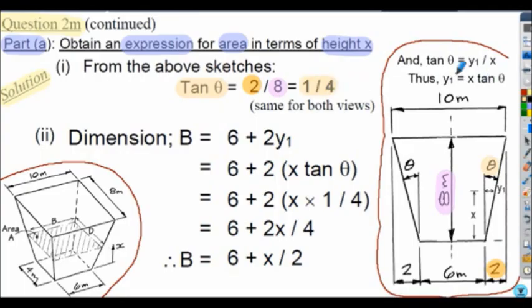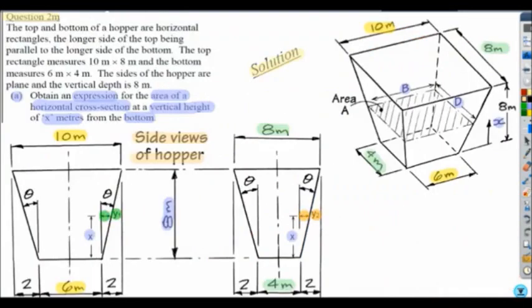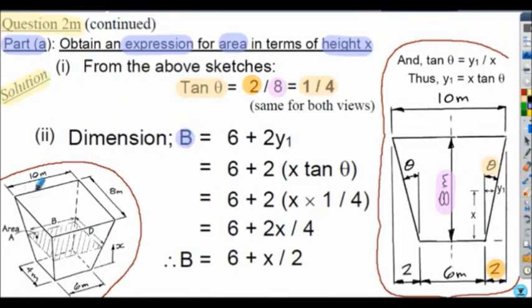And that's the same for both sides of the hopper, because in both cases tangent of angle theta is 2 divided by 8. Let's consider dimension B, shown here on our sketch. Dimension B would be 6 meters, that's its dimension, plus twice dimension y1. Here's dimension y1, and of course that dimension is the same on the right hand side as the left hand side of our sketch, so that's why it's 6 plus 2 times y1.